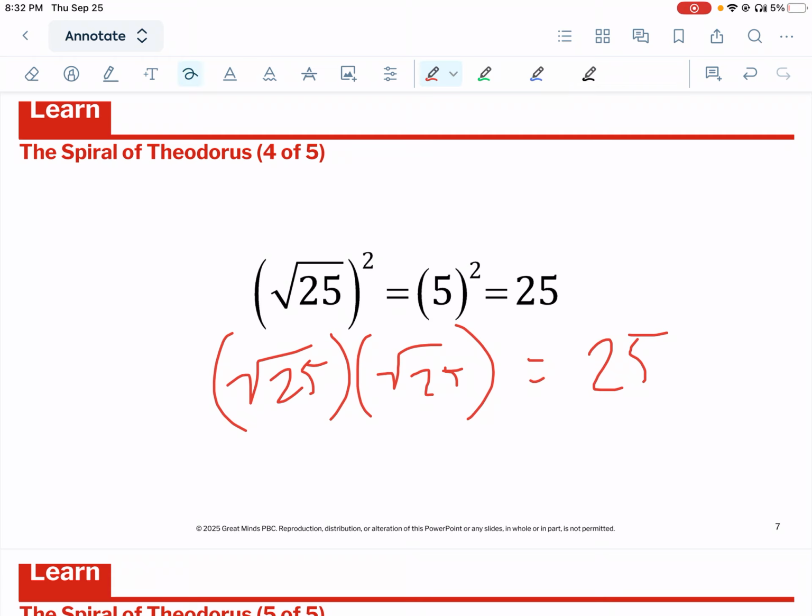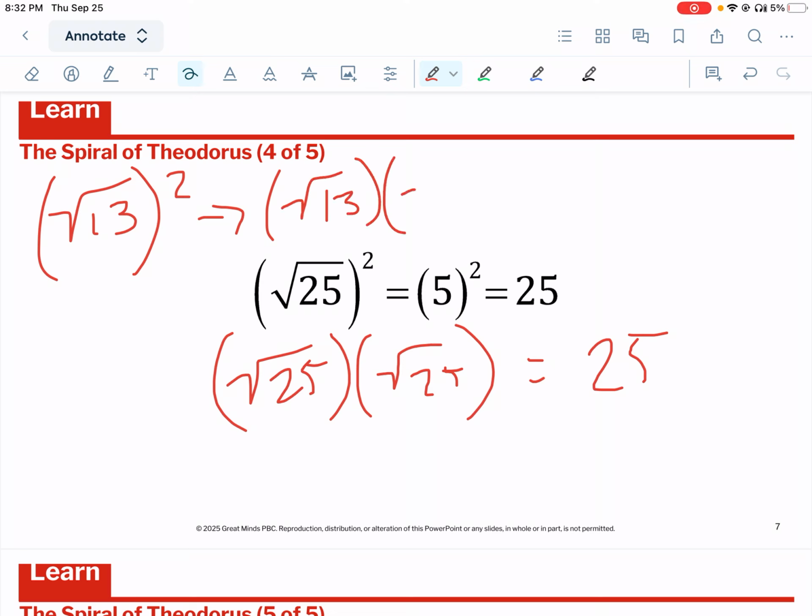So if I gave you the square root of 13 and then we raise it to a square value, that's the same thing as saying the square root of 13 times the square root of 13. It'll just equal 13. All you're doing is taking the square root value off of it. Nothing more, nothing less. As long as you understand that, you'll be fine.